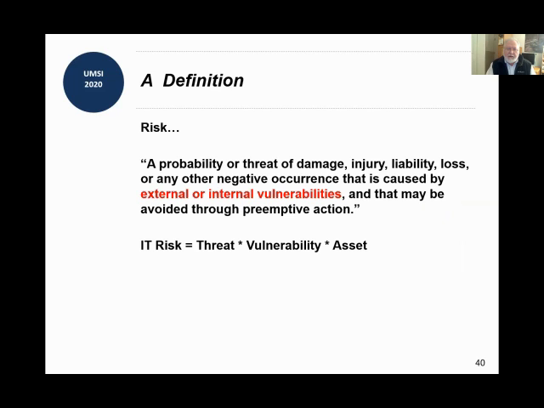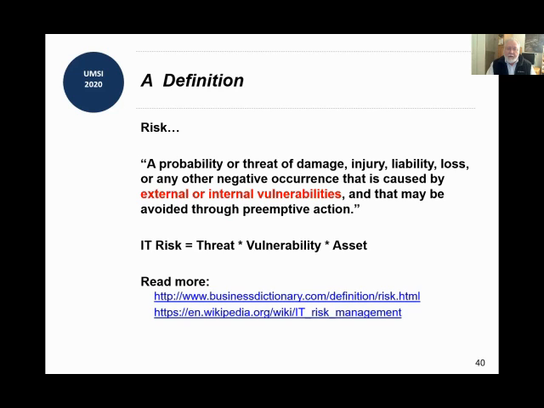IT risk can be represented by this formula of the threat times the vulnerability times the asset. So how valuable is the asset, the equipment, the system? How big is that weakness? Small, medium, large, we would typically look at. And then threat, we would look at in terms of likelihood that something was going to go wrong. Was that a high, medium, or low as well? You can read more about these in the Business Dictionary, and Wikipedia actually has a good article on IT risk management also.